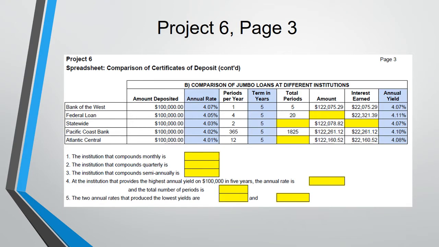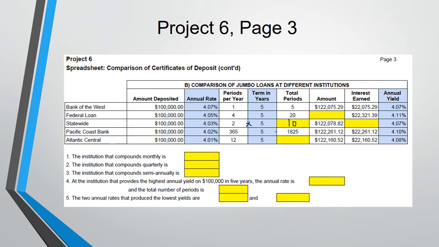Let's go over Project 6, page 3 now. We're going to start off by doing the questions that are in the top boxes, the table, better yet. We're going to start with the total periods. To find the total periods, we're going to multiply the periods per year times the number of terms in years. So we're going to do 2 times 5 for that one, giving us 10.